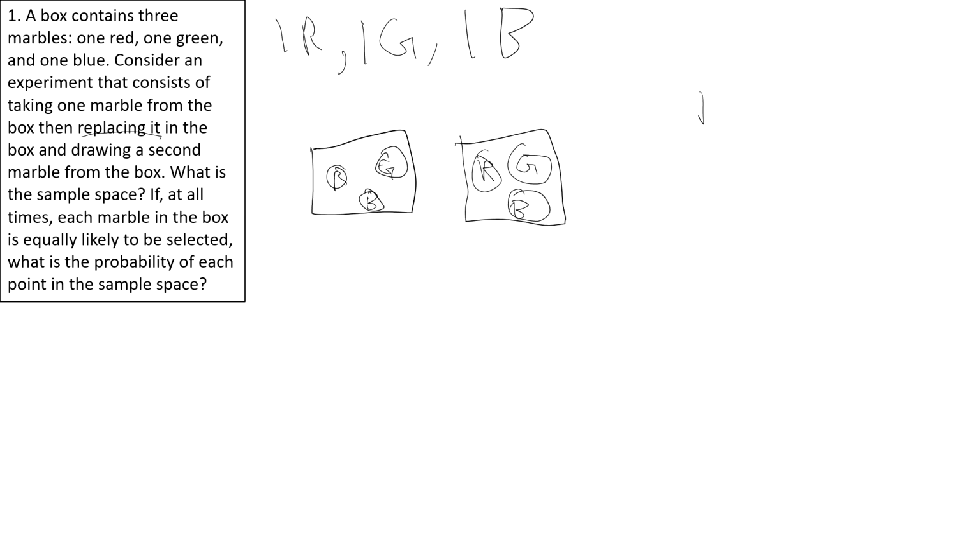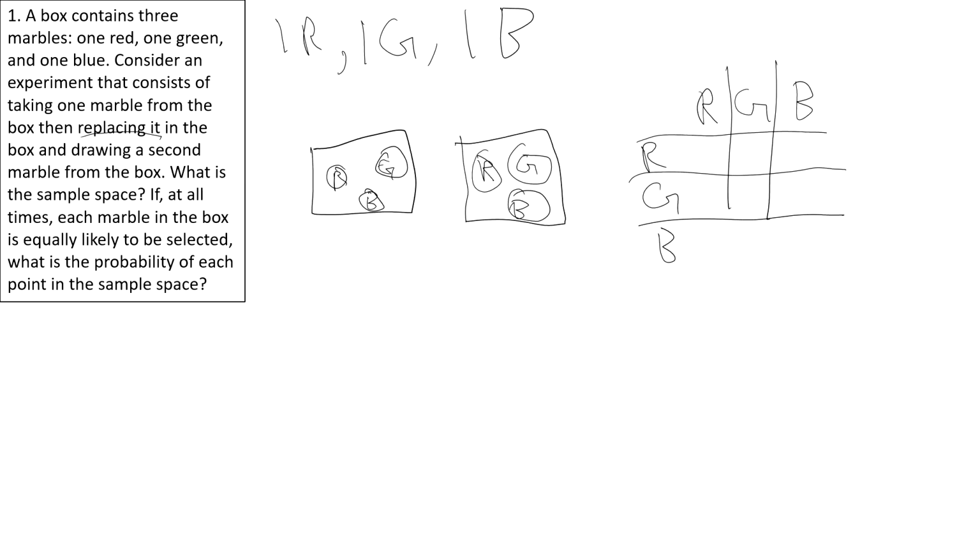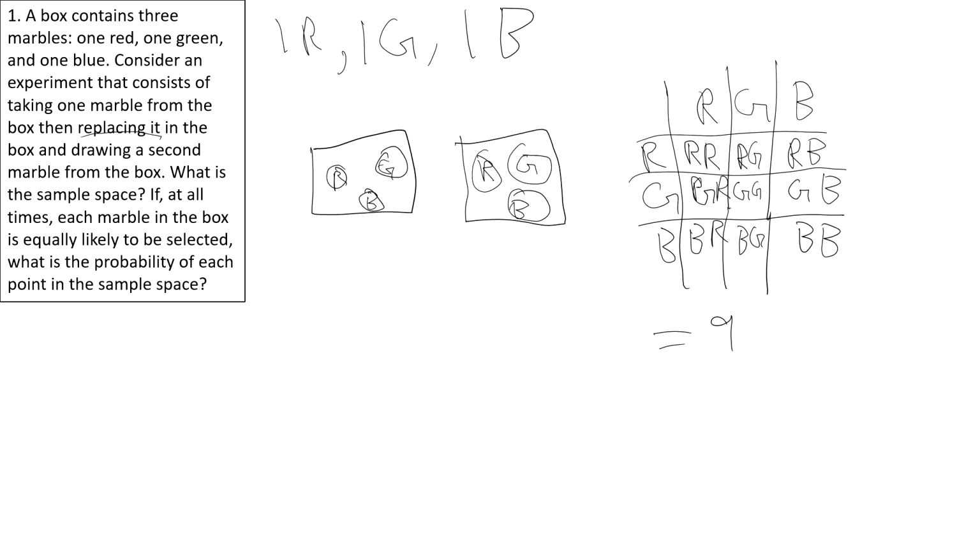The sample space will be like this. One outcome will be RR, both of the marbles are red. Second will be RG, then RB, then GR, then GG, then GB, then BR, BG, and finally BB. So the sample space will have nine outcomes.